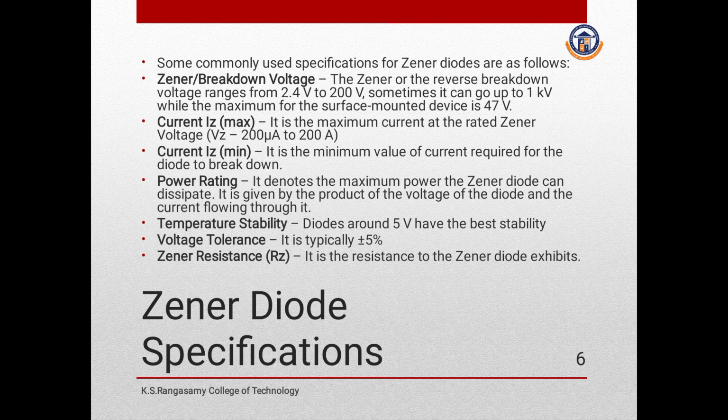And power rating is the maximum power that can be dissipated by the Zener diode, and it is usually the product of the voltage and current. So power P is equal to V into I. The V is the voltage across the diode we are giving, and I is the current that flows due to that voltage. So power is equal to V into I. And thermal stability, the diode can withstand up to 5 volts, and the tolerance is plus or minus 5 volts. Zener resistance is the AC or DC resistance that is developed while we are biasing that particular Zener diode.